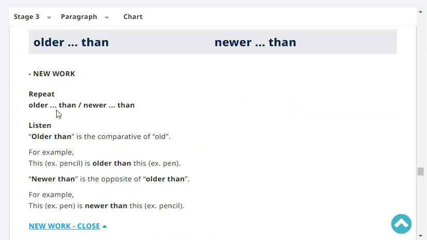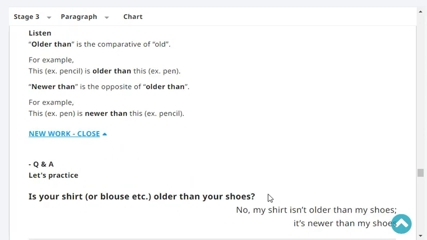Older than, newer than. Very good. Okay, listen. Older than is the comparative of old. For example, this pen is older than this book. Newer than is the opposite of older than. For example, this book is newer than this pen.